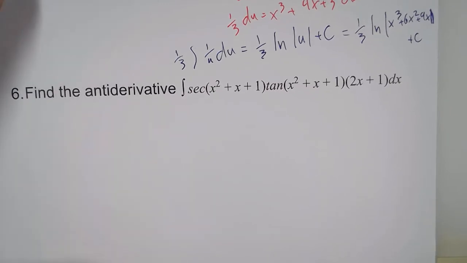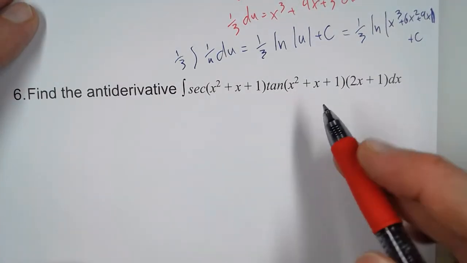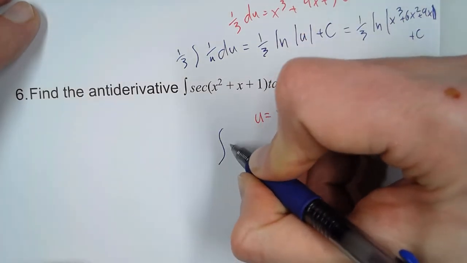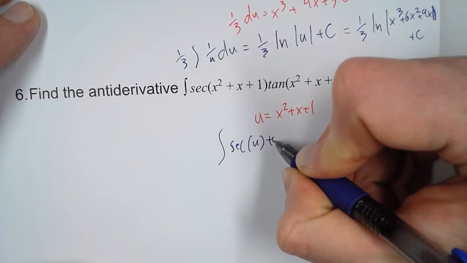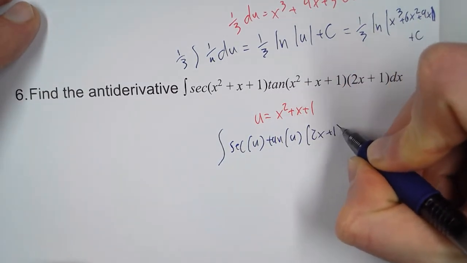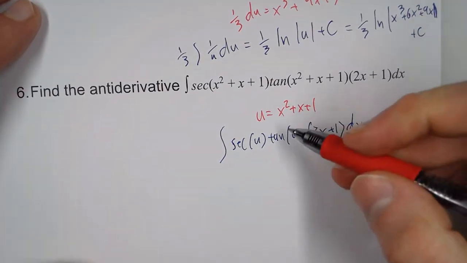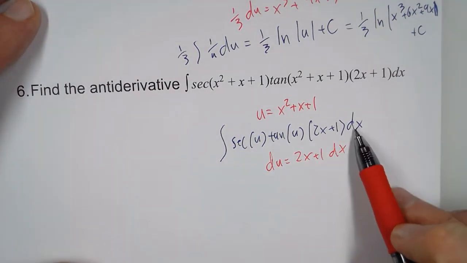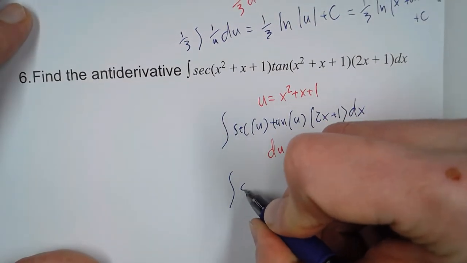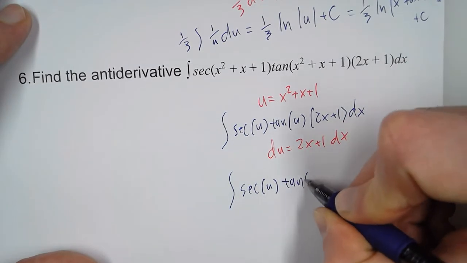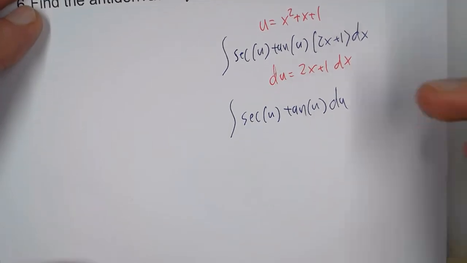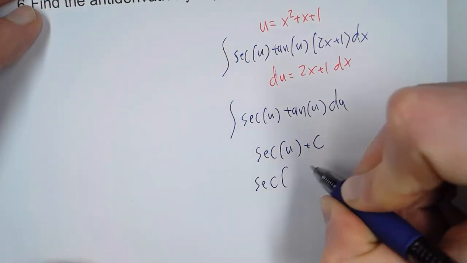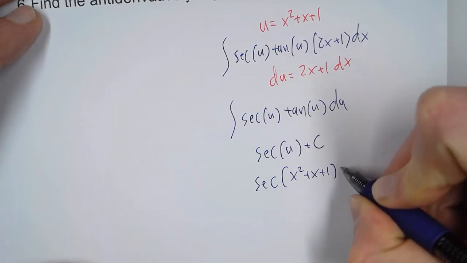And then in our last problem, notice that x squared plus x plus 1 is the same for both of these. So that's what u is equal to, x squared plus x plus 1. So we have secant of u, tangent of u times 2x plus 1 dx. So the derivative, du, is going to equal 2x plus 1 dx. So that perfectly matches with what we want to take out. So that's going to be secant of u, tangent of u, du. And so the antiderivative of that is secant of u plus c. And we write that as secant of x squared plus x plus 1 plus c.